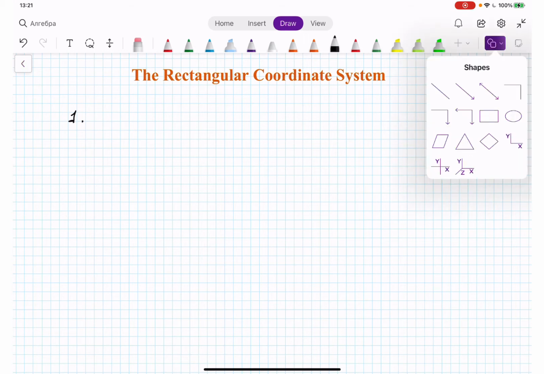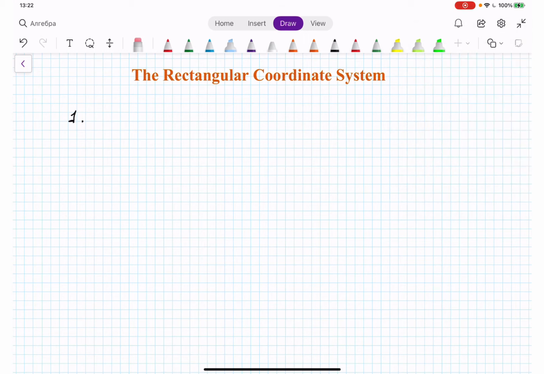If we take this line and this line, so this is our x-axis, this is our y-axis. Rectangular coordinate system is represented by x and y-axis with the center as a 0. So the origin is 0.